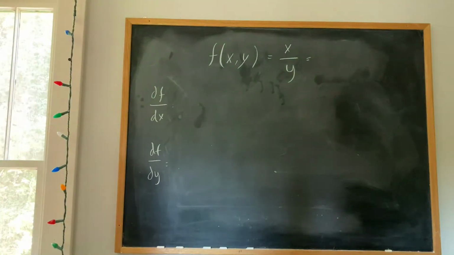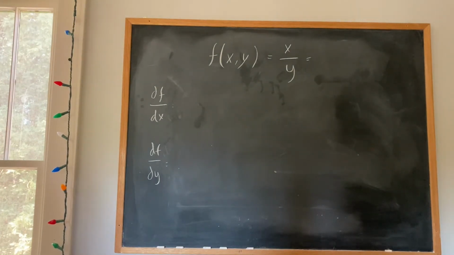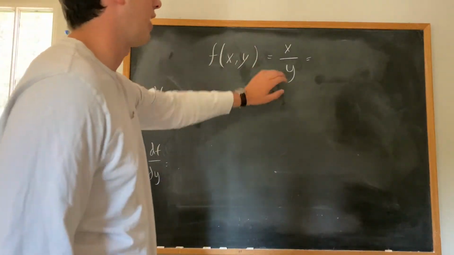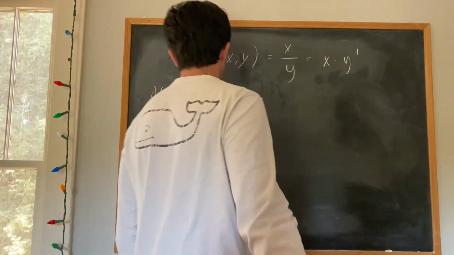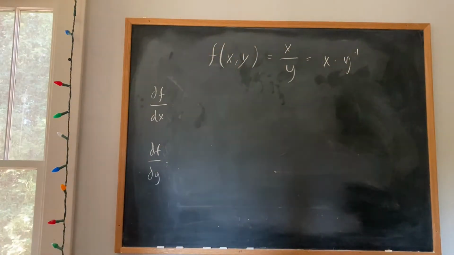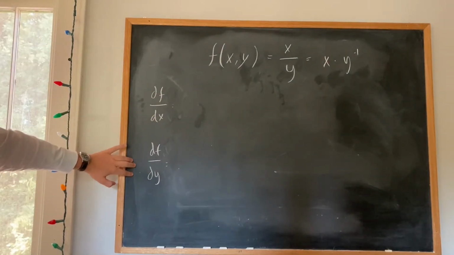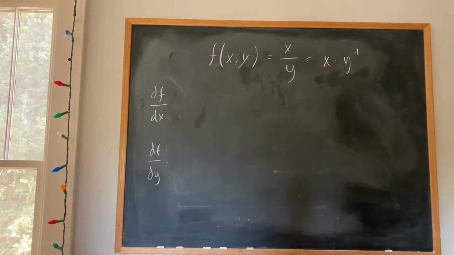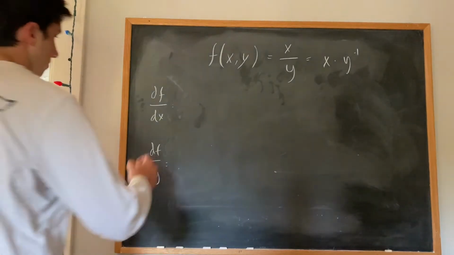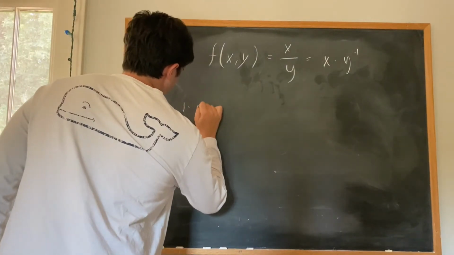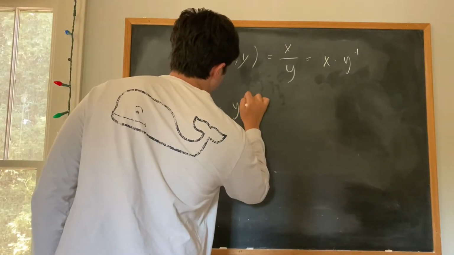Here is another practice problem. Feel free to pause the video now, and if not, let's just get right into it. For this problem, it's actually useful to rewrite x over y as x times y to the negative first power. We'll see why that is in a second. And like we did before, we're going to have one derivative with respect to x keeping y constant, and one derivative with respect to y keeping x constant. Let's just start with x. And we know that the derivative of x is simply 1, so this will be 1 times y to the negative first power, which is just y to the negative first power.